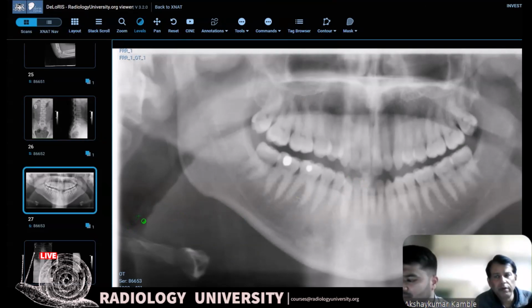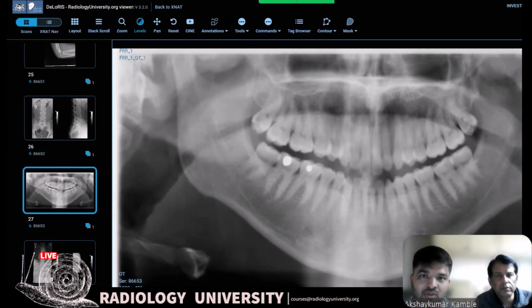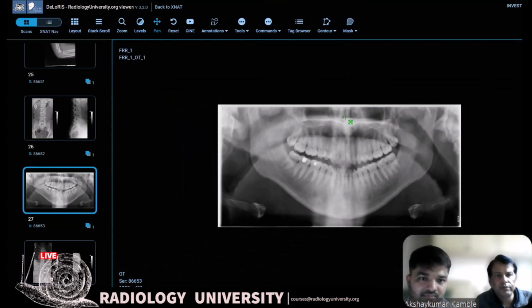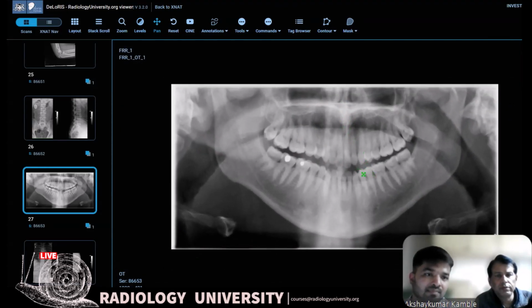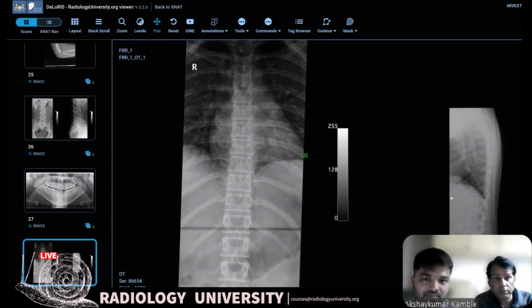Okay, so we'll move on to number 27. What do you think this is? Normal. This was again normal. It's a normal pantomogram. No TMJ problem, no erosions, no bony lytic lesions. In this type of X-ray you can get fractures or a lytic lesion in the mandible. Nothing there. Okay, next one.